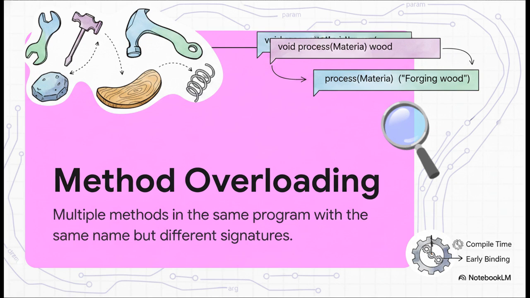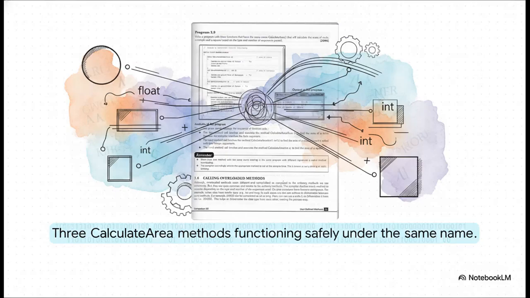Because the parameters are different, the Java compiler uses something called early binding. It looks at the arguments you are passing during compile time and instantly knows exactly which version of the method to trigger. Seeing this in action is pretty fascinating.